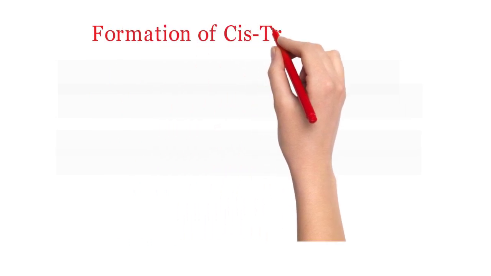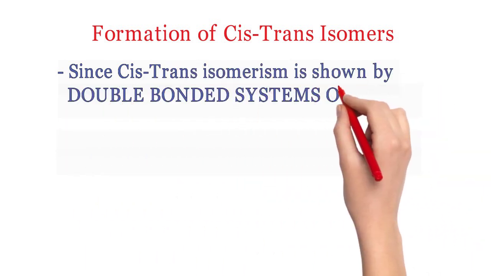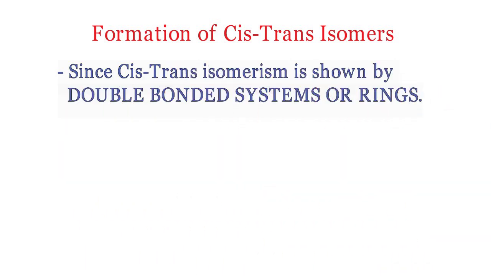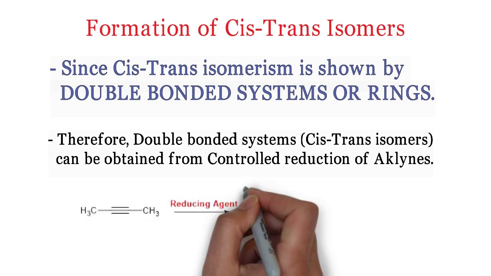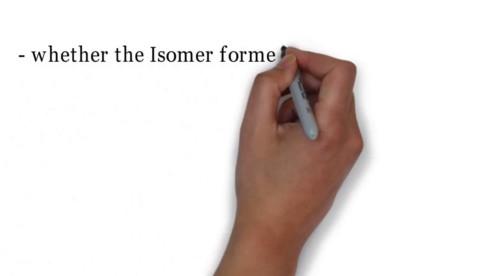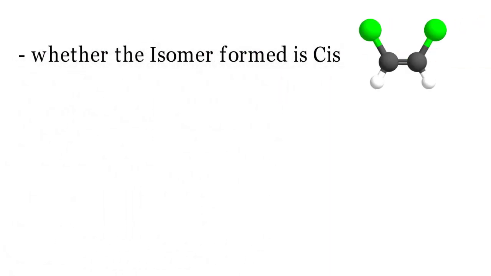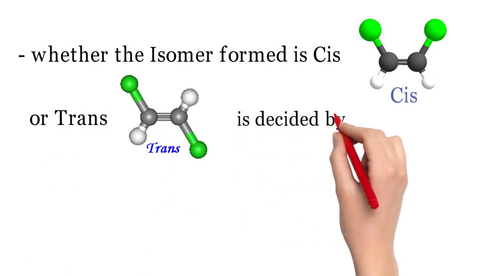Hello dear students, today we'll talk about the formation of cis-trans isomers. Since cis-trans isomerism is shown by double bonded systems or rings, double bonded cis-trans isomers can be obtained from controlled reduction of alkynes. This is the equation.